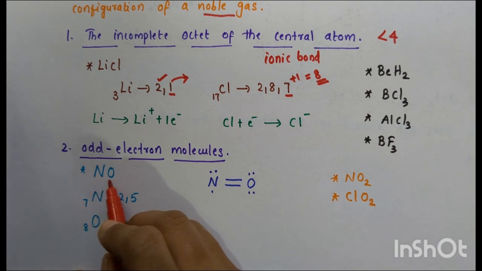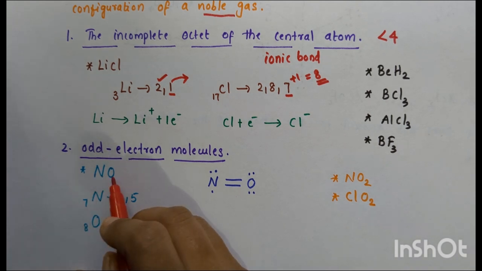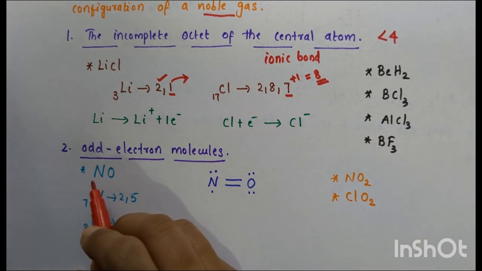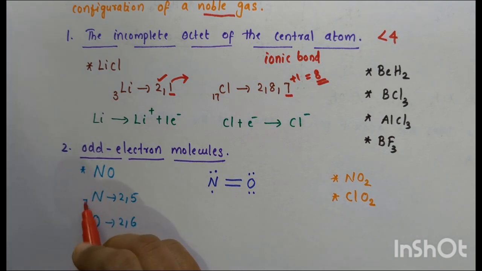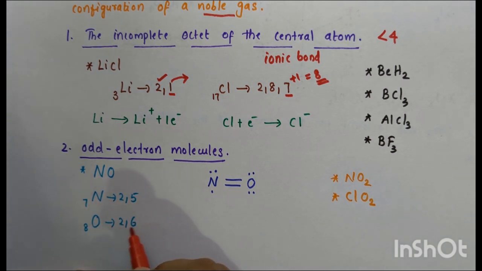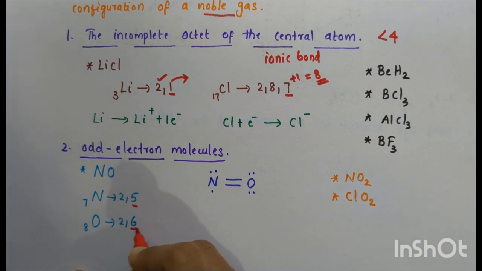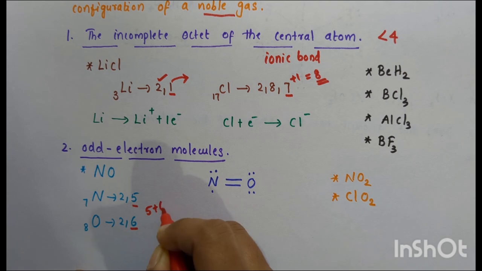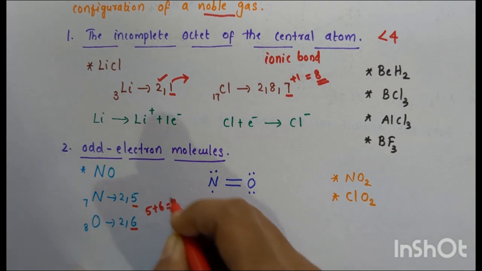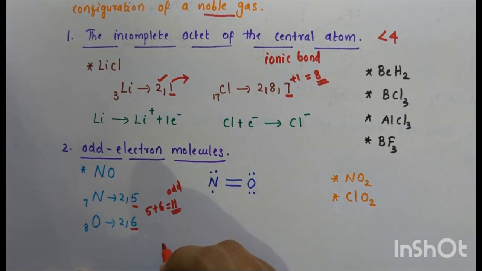Nitric oxide, NO, is an example of an odd electron molecule. Nitrogen, atomic number 7, so electronic configuration 2,5. Oxygen, atomic number 8, so electronic configuration 2,6. Nitrogen has 5 valence electrons, oxygen has 6. So the total number of valence electrons is 5 plus 6, which is equal to 11, which is an odd number.